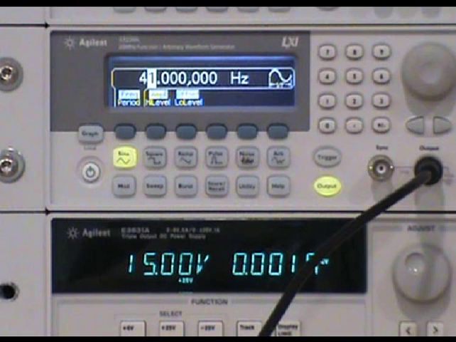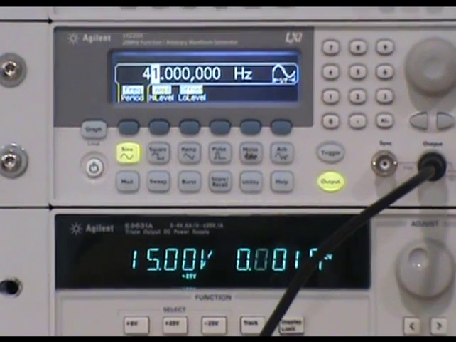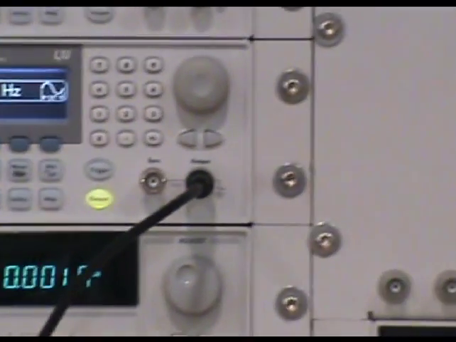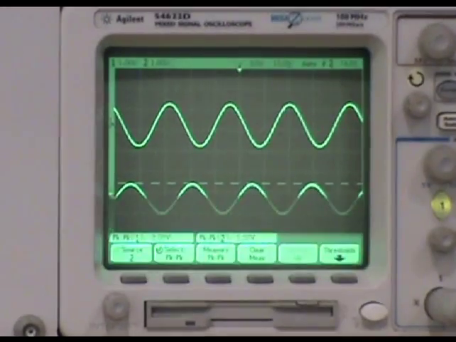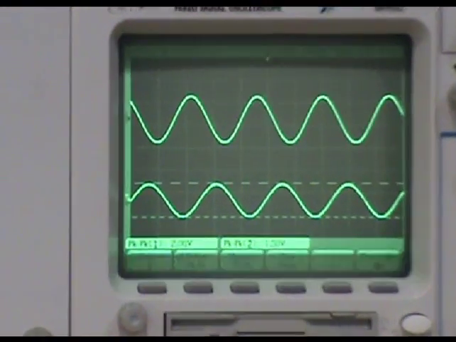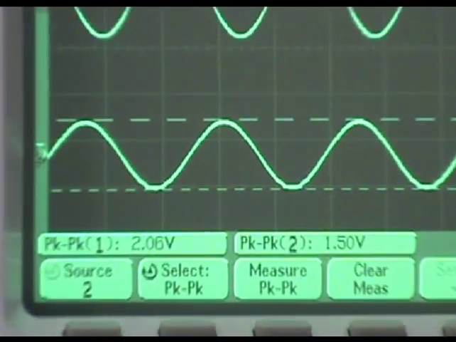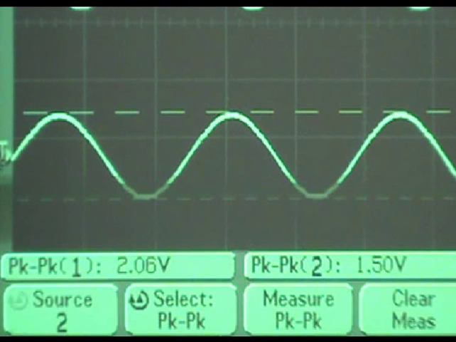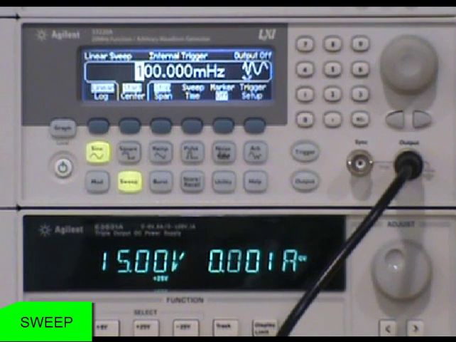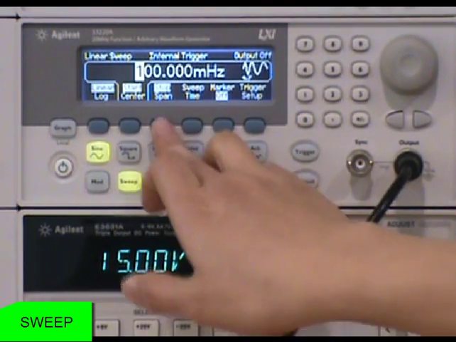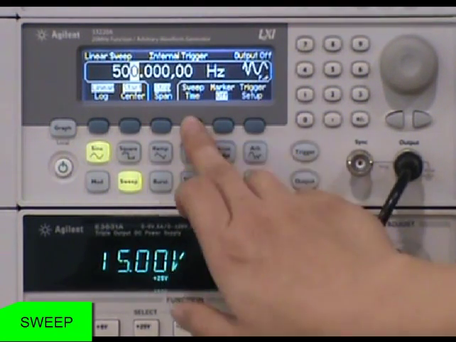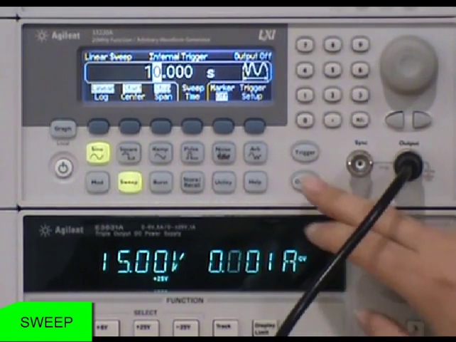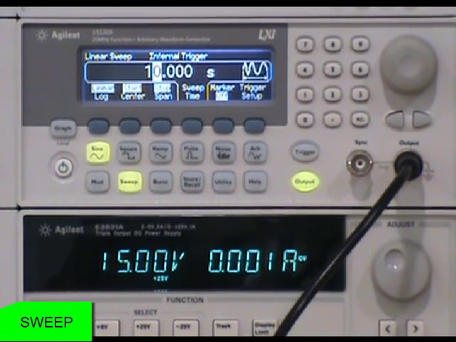This is our theoretical cutoff frequency, 41 Hz. Result shows at the cutoff frequency, the magnitude of the output is close to 70% of the input. We may also make use of the sweep function of the function generator to check out the frequency response of the filter.